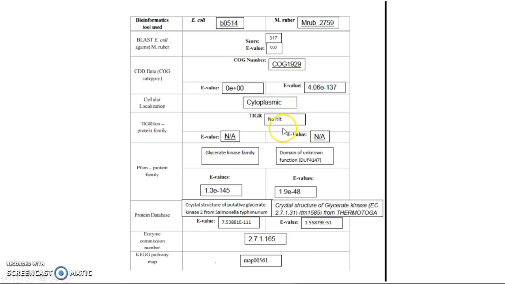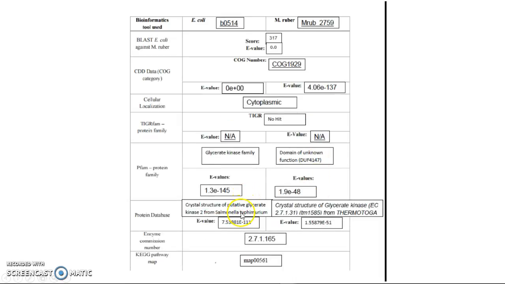We had no TIGRFAM hits, and usually we would be okay with not having TIGRFAM hits if we had a good Pfam hit, but the Pfam hit actually gave us a domain of unknown function, and the E. coli gave us a hit of glycerate kinase family. What we should have seen in the Pfam hit was a glycerate kinase family, but that was not present. Potentially this unknown domain could be a glycerate kinase that's just not well sequenced.